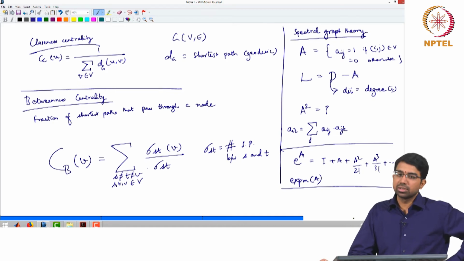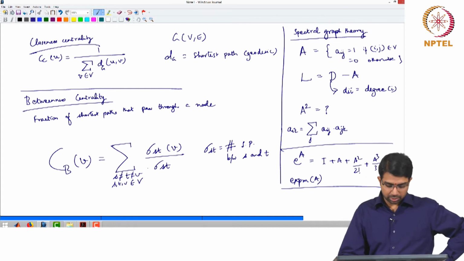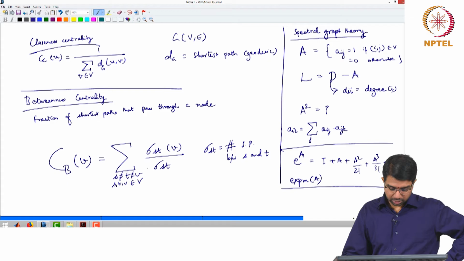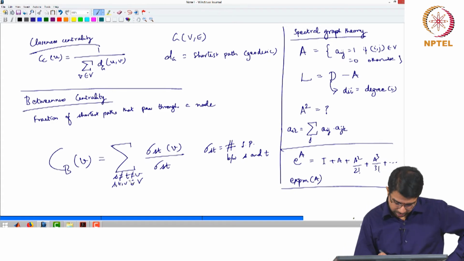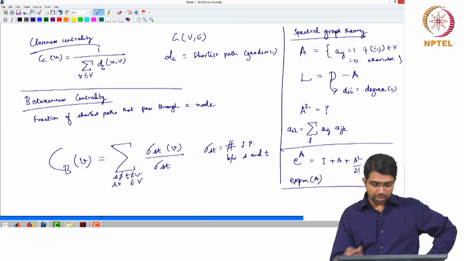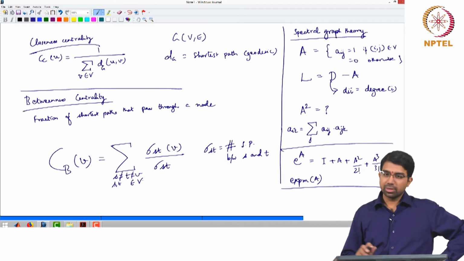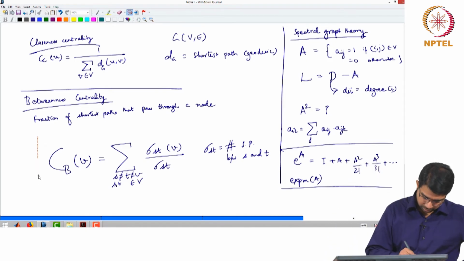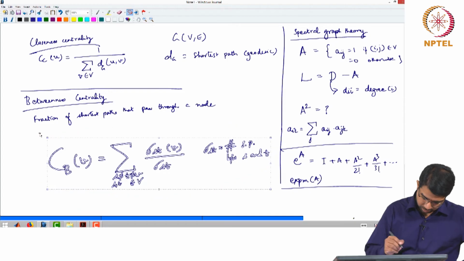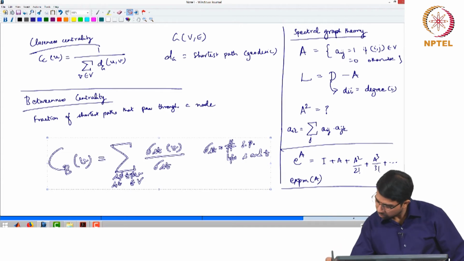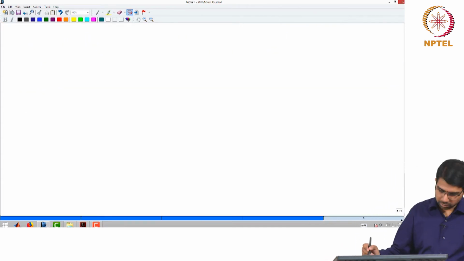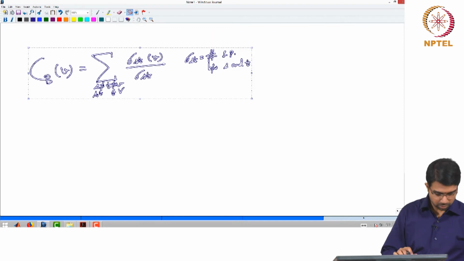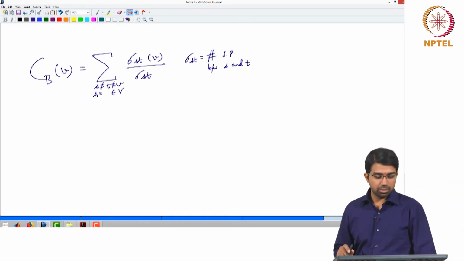So, you ignore edges, you do not consider edges to be paths, the first step. V is not summed over, right? No. V also belongs to the set of nodes, but it is summed only over S and T, all S and T. So, this is betweenness centrality.